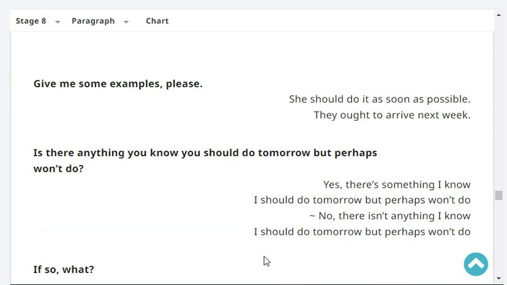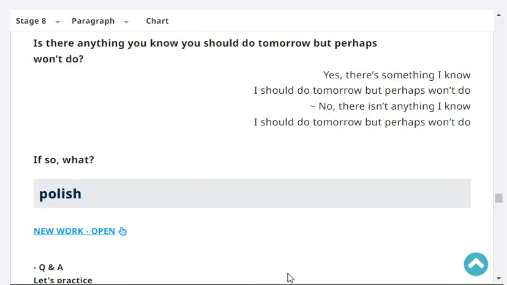Is there anything you know you should do tomorrow but perhaps won't do? Yes or no? Yes, there's something I know I should do tomorrow but perhaps won't do. What is it? I should clean my room tomorrow. Very good. Okay, next.